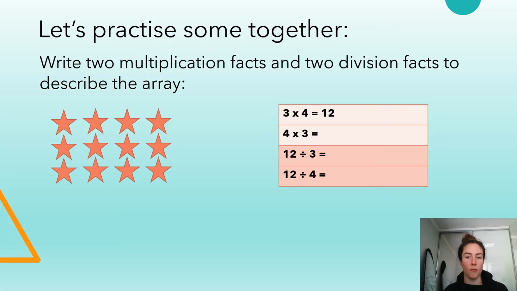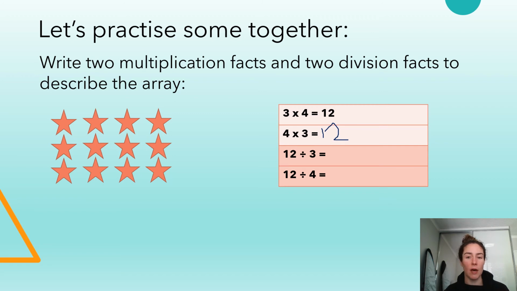Let's have a look at the array here, and we're going to write down 2 multiplication facts that match it and 2 division facts that match it. So we have 12 stars in our array here, 4 in each row and 3 in each column. Our first one is 3 times 4 equals 12, and the reverse of this is 4 times 3 equals 12, which is the same thing.